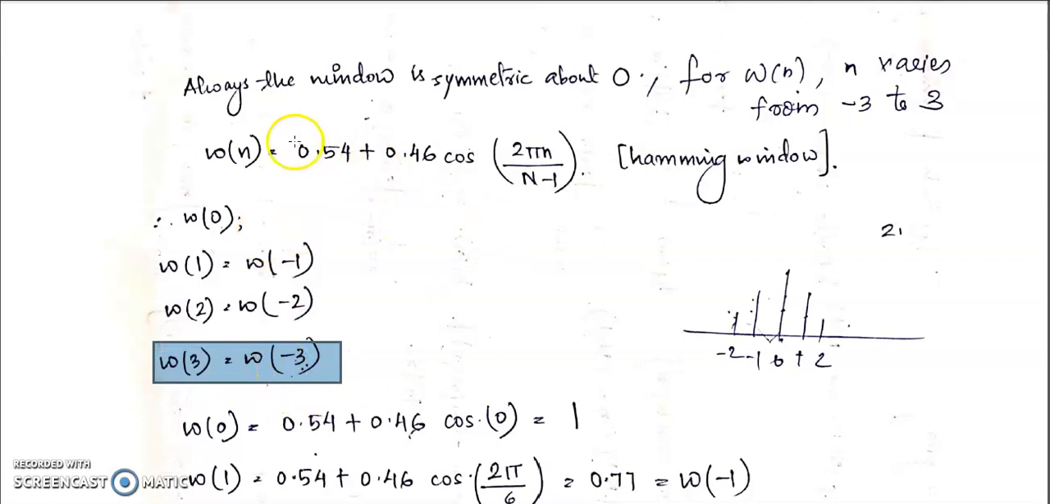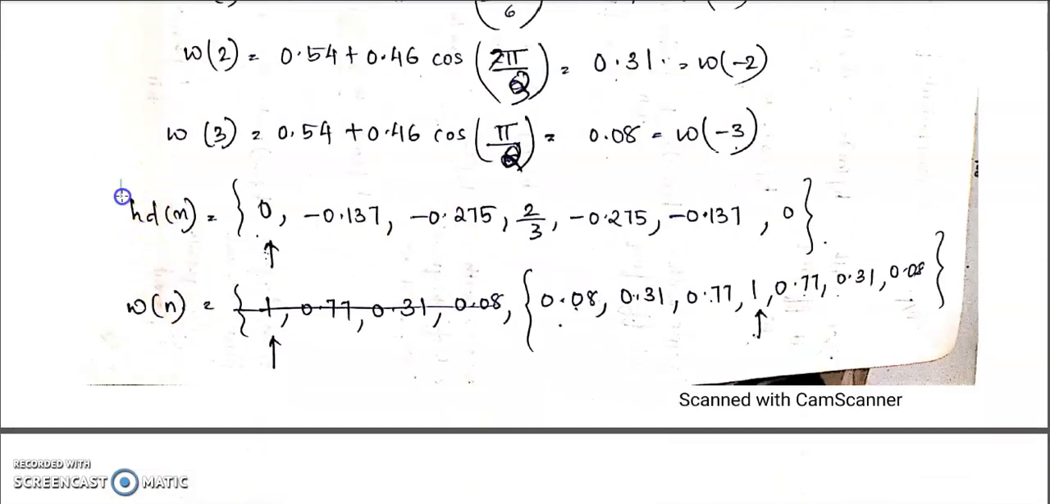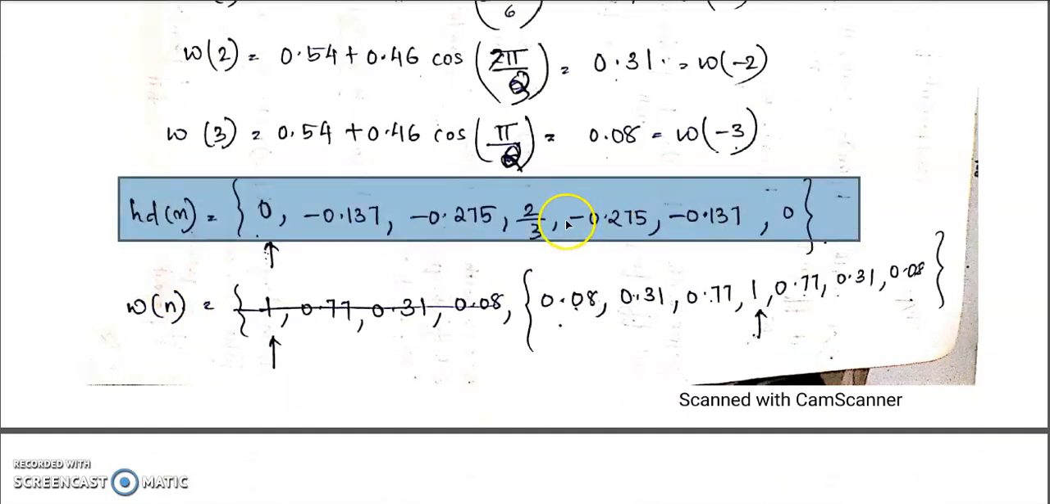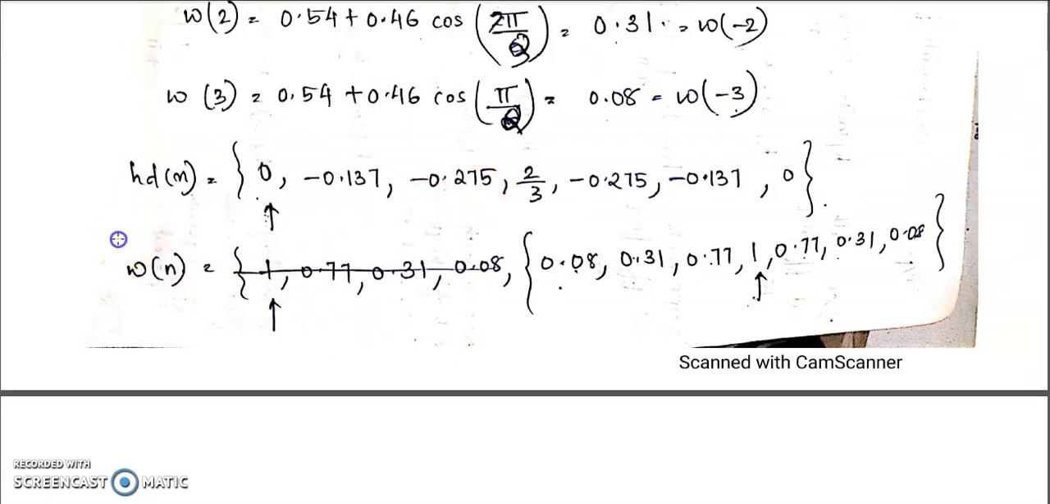Okay, substitute the value of n in this expression. You will get the window values. Here HD of n is mentioned. It is a causal signal, that means it has non-zero values on the positive half. Then we compute the window coefficients. This is the window coefficient, but it is a non-causal signal. This is the origin. At the origin we have magnitude 1. In HD of n, at the origin the magnitude is 0, so it is a causal signal, with values on the positive half only.